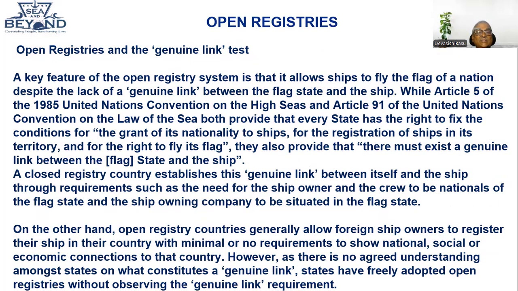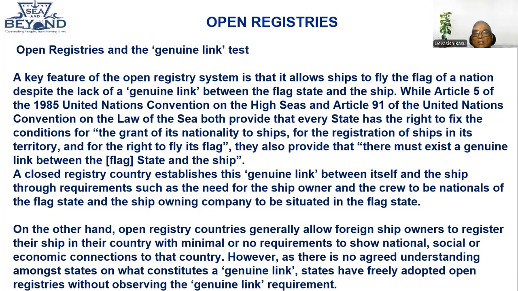Open registry and the genuine link test. The key feature in the open registry system is that it allows a ship to fly the flag of a nation despite the lack of a genuine link between the flag state and the ship. So what happens is you are flying the flag of a particular convenient country, but it is difficult to find a genuine link between the flag state, that means the flag you are flying, and the owner.